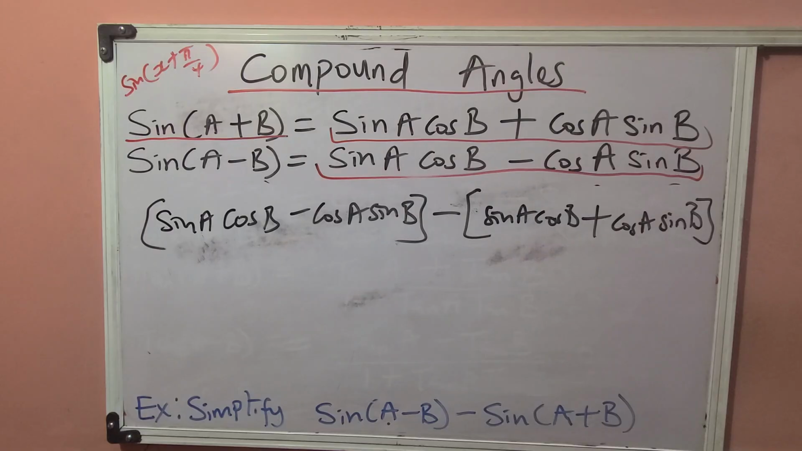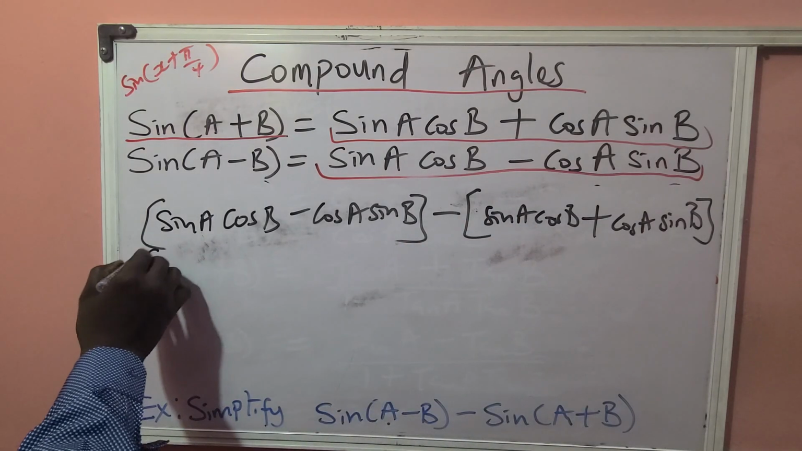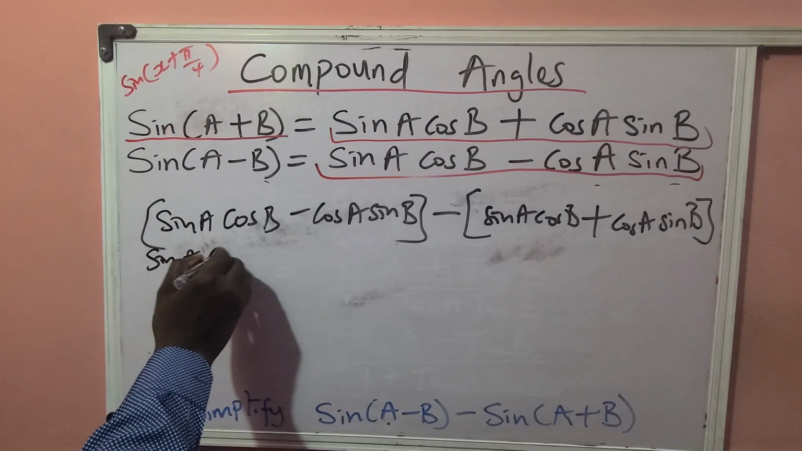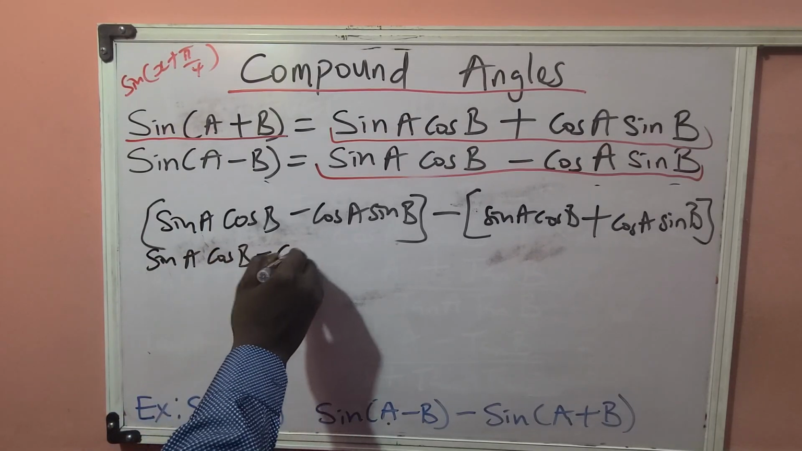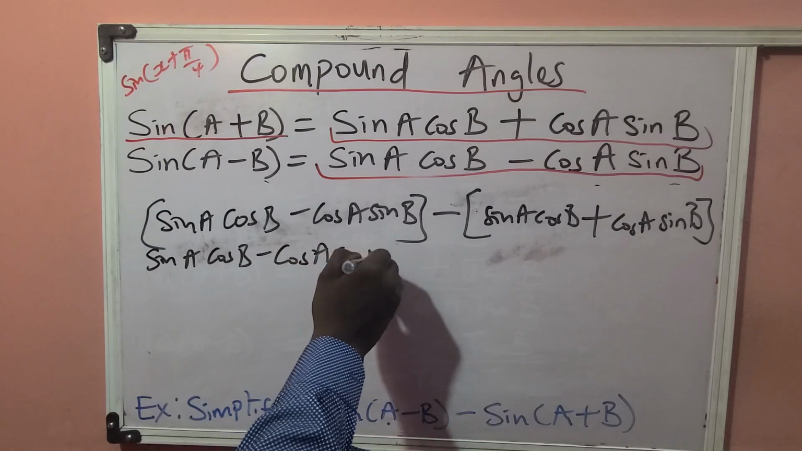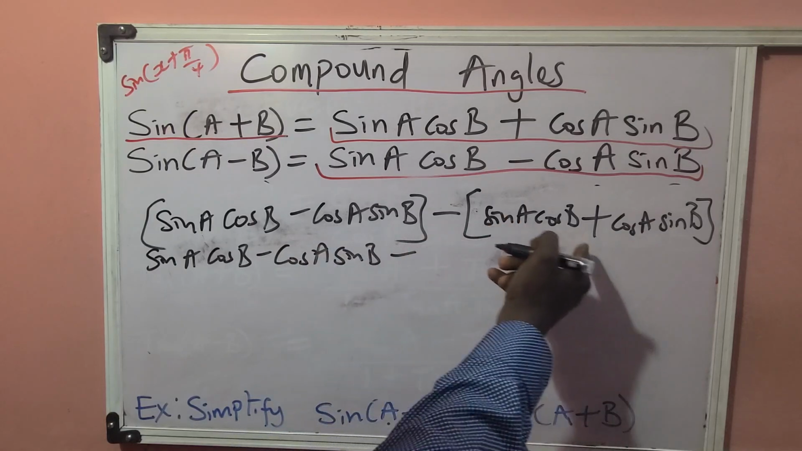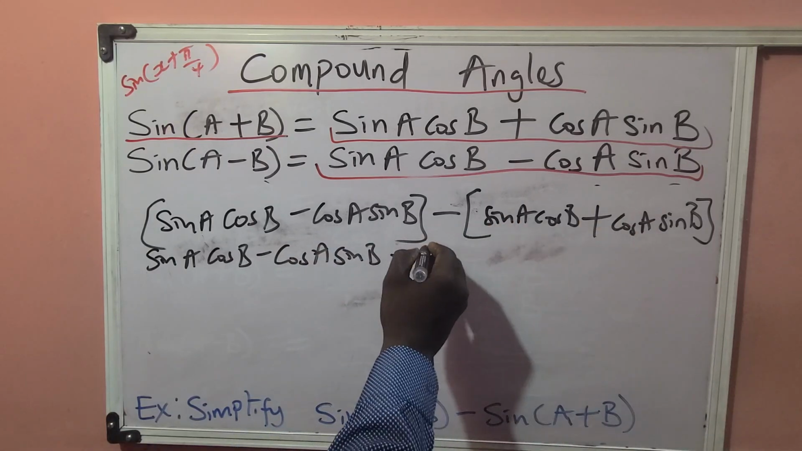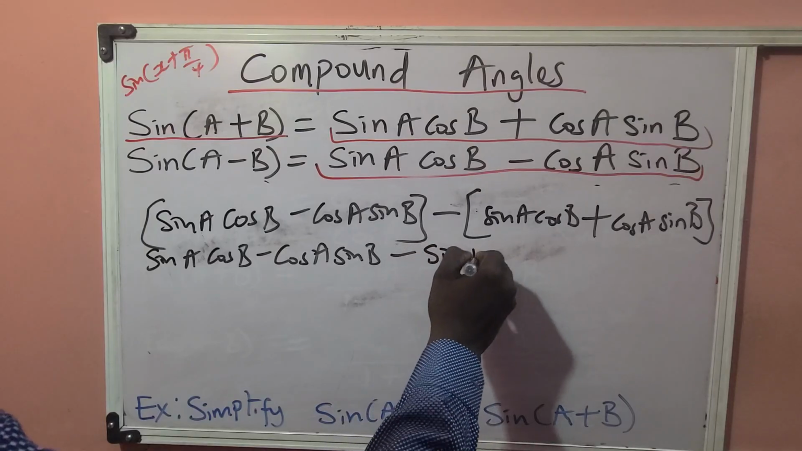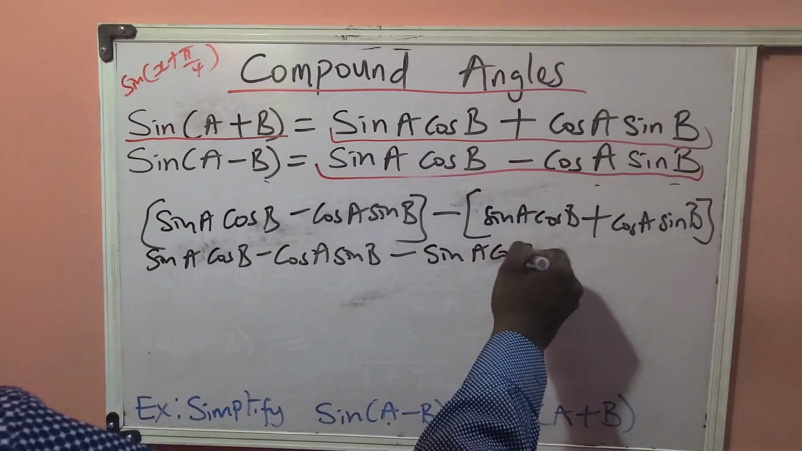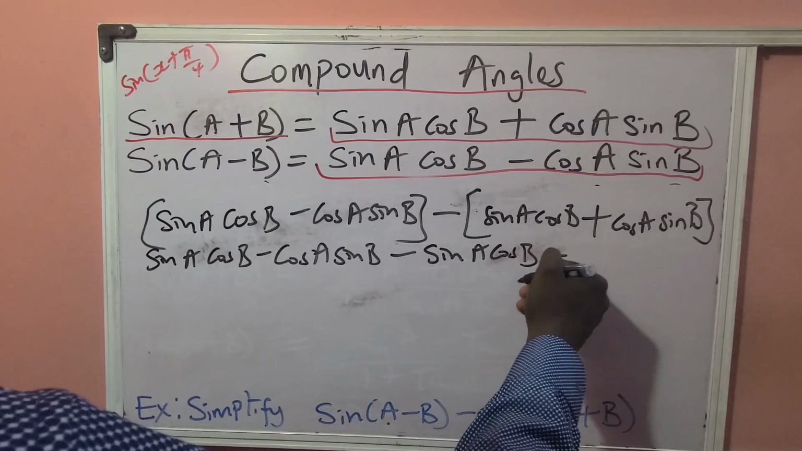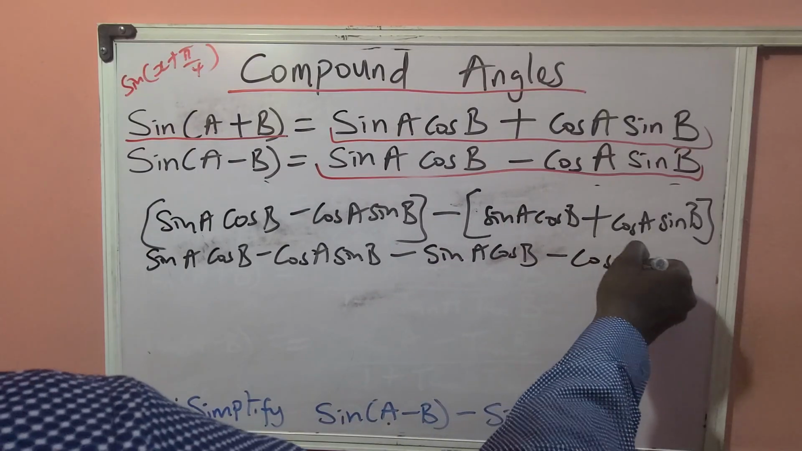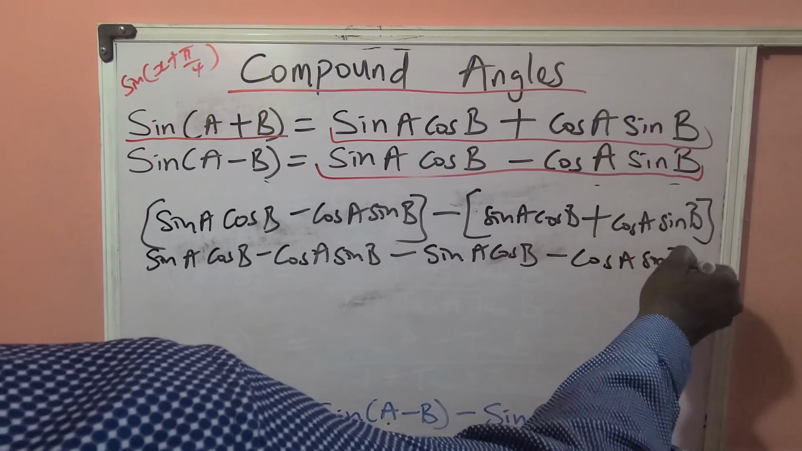So this is what we have initially. You go on to open this. Of course, this will be sine A cos B minus cos A sine B minus now, because the minus will open both of them, that is the essence of using your bracket. Now, minus times minus will be minus here, cos A sine B.